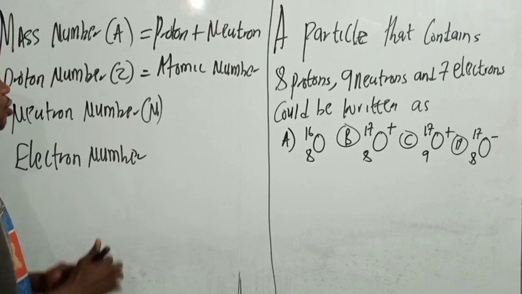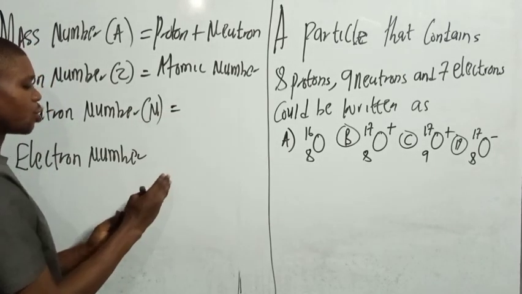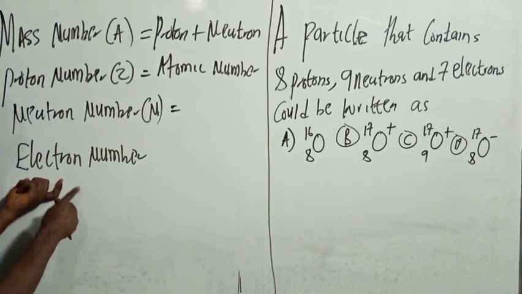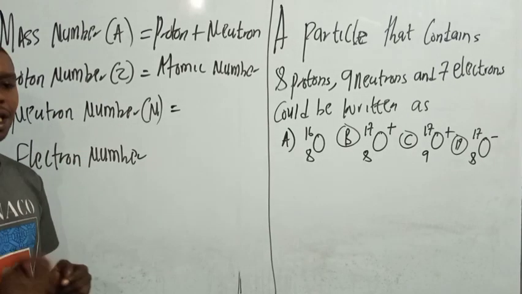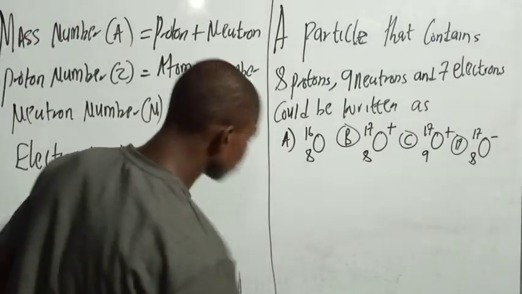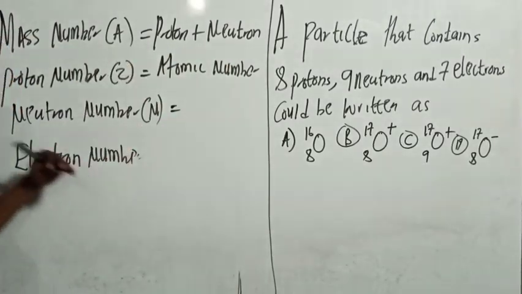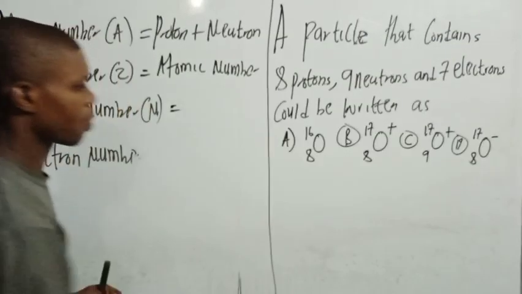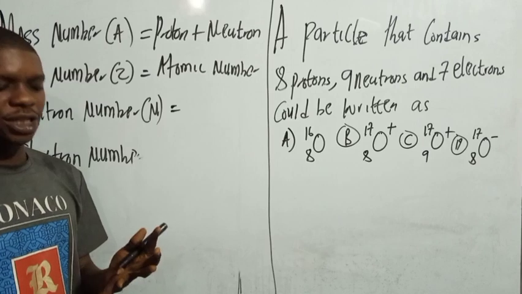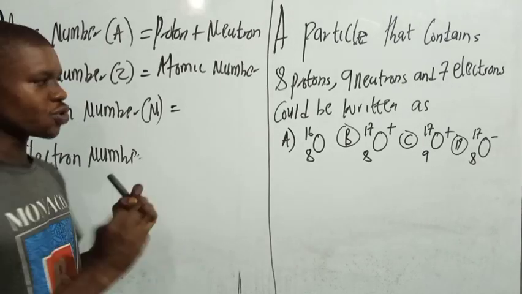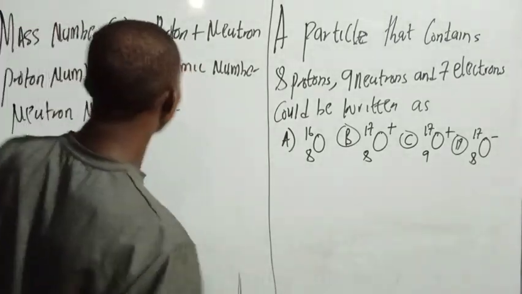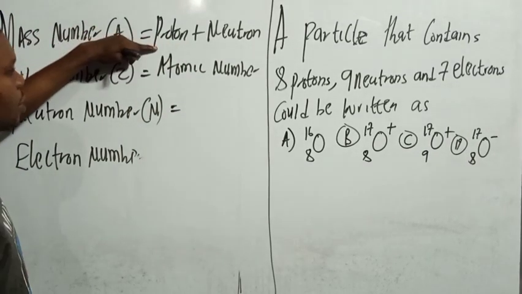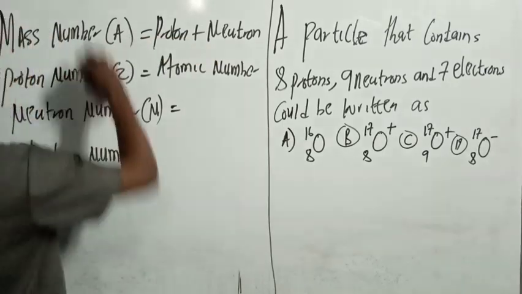Neutron number is just the number of neutrons. Electron number, like I told you, is equal to the proton number when the atom is neutral. So these are things you need to pay close attention to: mass number, proton number, neutron number, and electron number. You have to look at the atomic symbol and ionic symbol so we are able to answer this question. Mass number, which is A, is always equal to proton number plus neutron number.